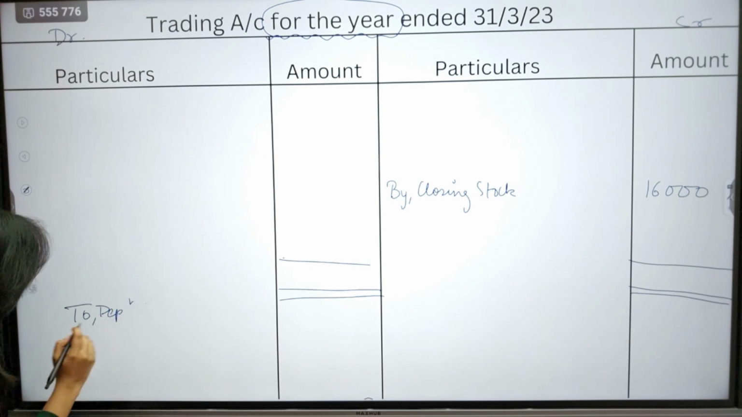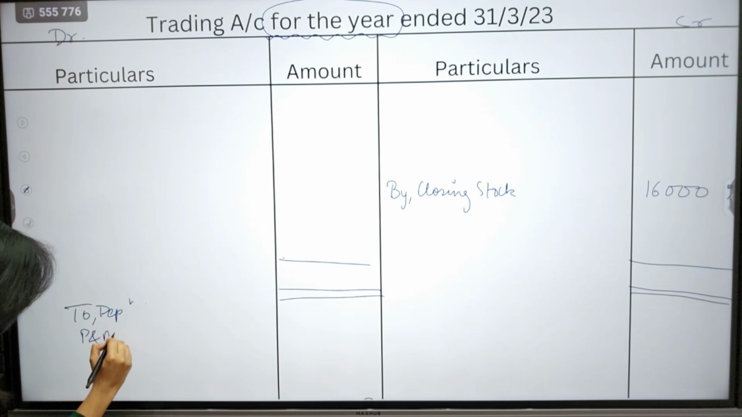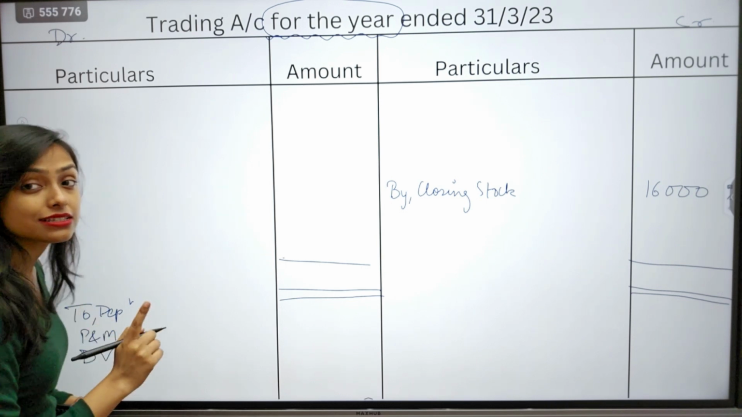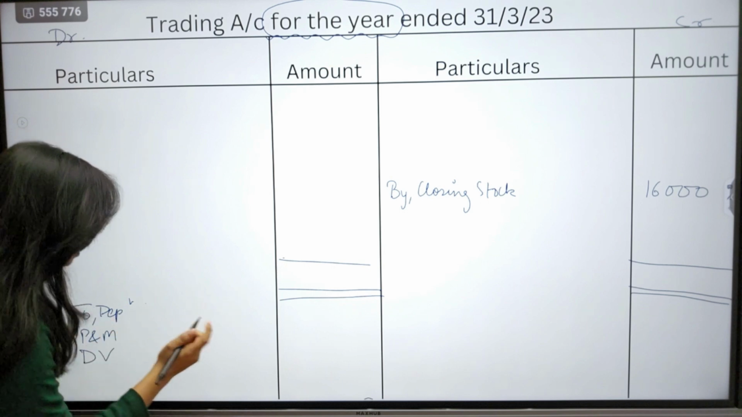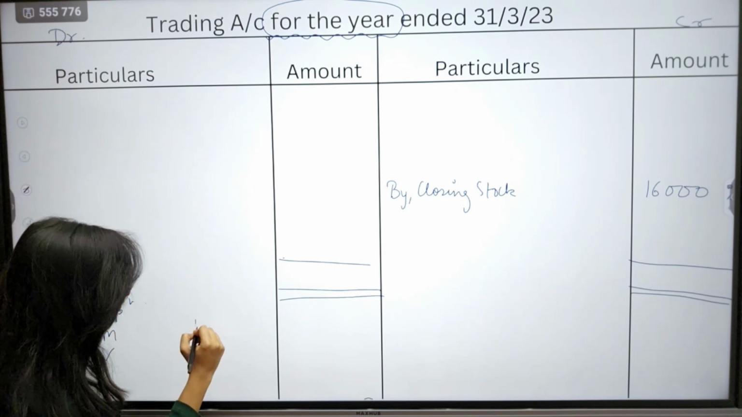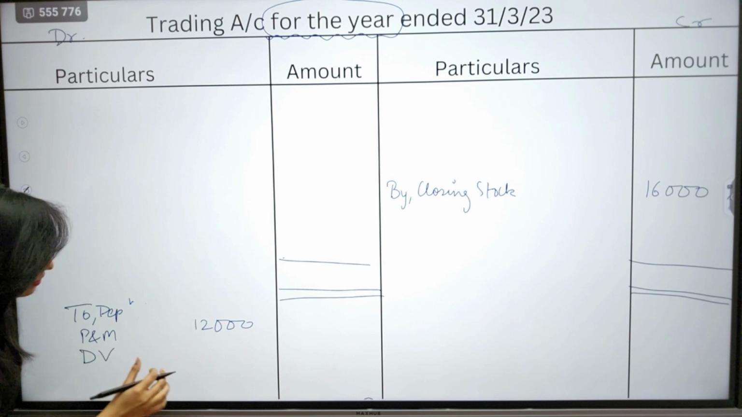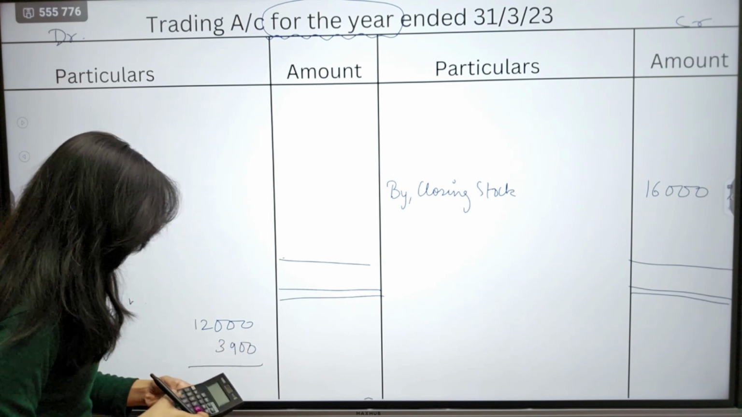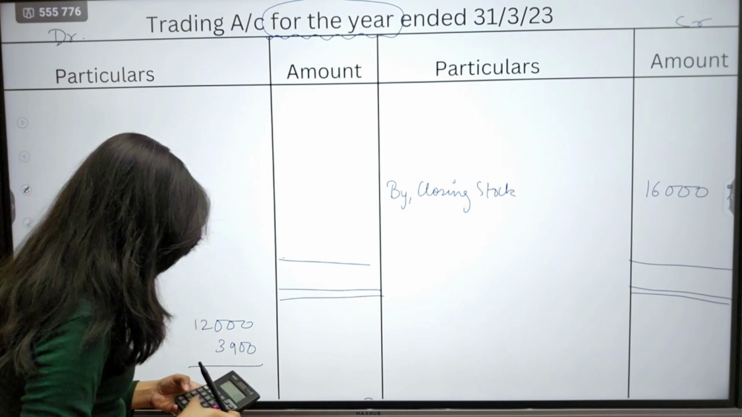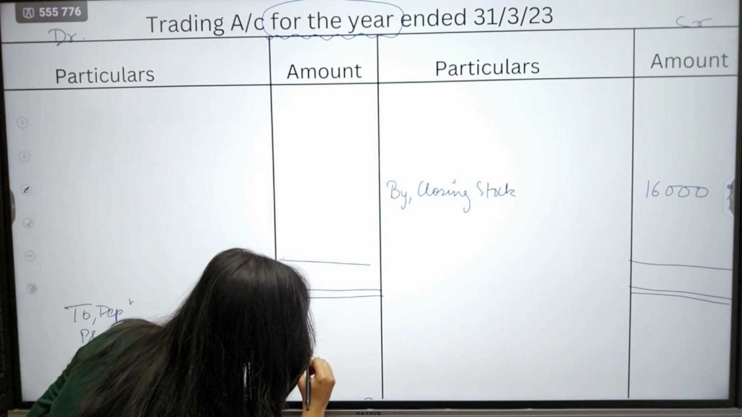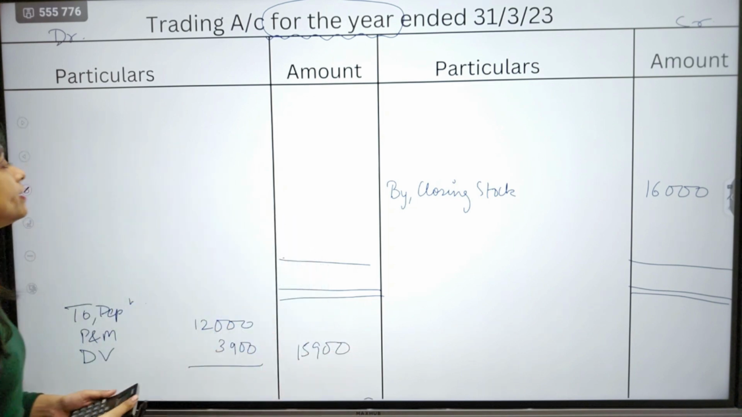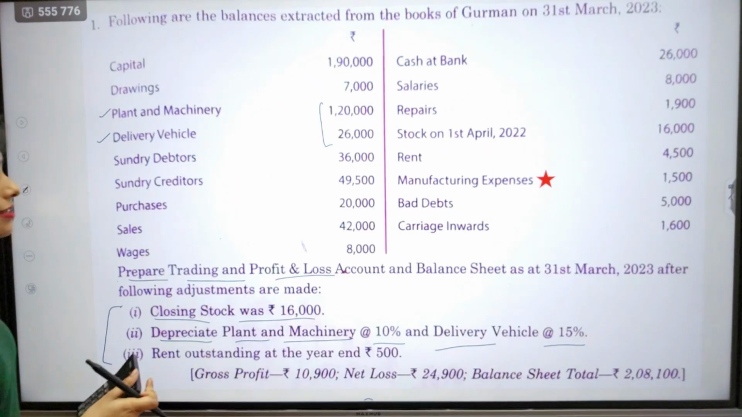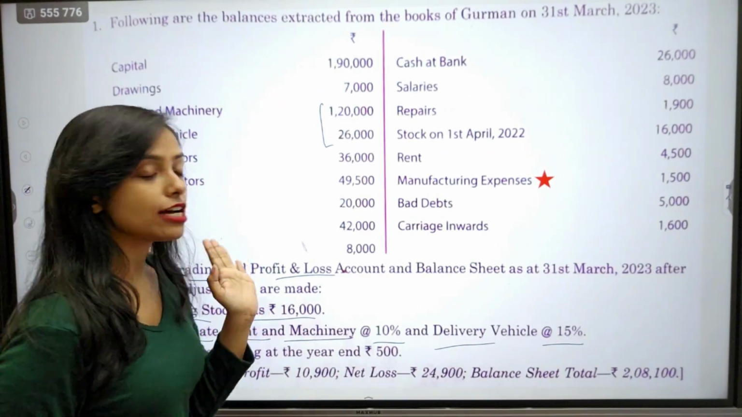To depreciation. First thing is plant and machinery's depreciation we are going to write, and then delivery vehicles depreciation. Please do not use these kind of short forms in your exam. Okay. So plant and machinery maybe you can use 12,000 rupees, and in delivery vehicle we were having 3,900 rupees depreciation. So this becomes 15,900 but let's just check. Yes, I don't want to get anything wrong and waste any more time on this. So it was 12,000 and 3,900. We have adjusted this depreciation twice. We have made that sure.